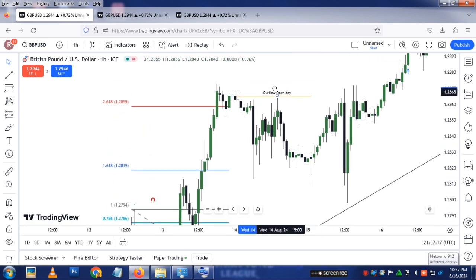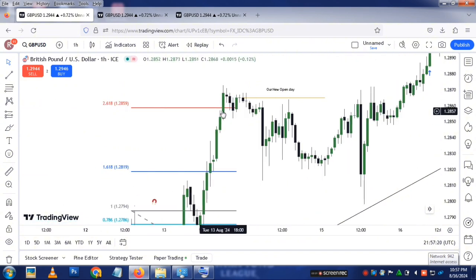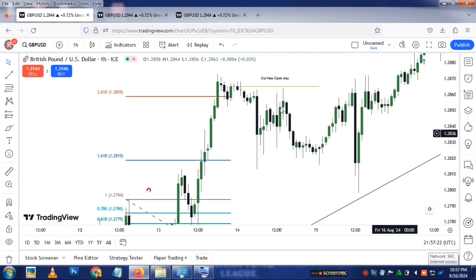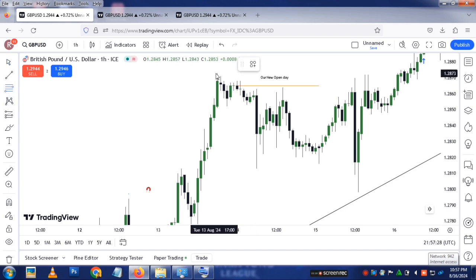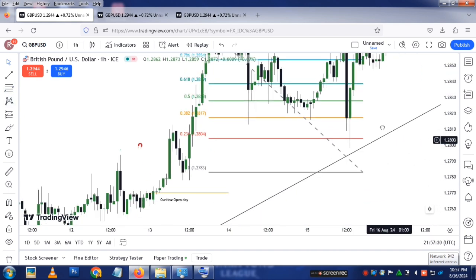Now you are drawing back the open of the day again. Yeah, that's the open of the day again, now up to the next day. So we are just simply backtesting, just so you know that you know what you're doing.